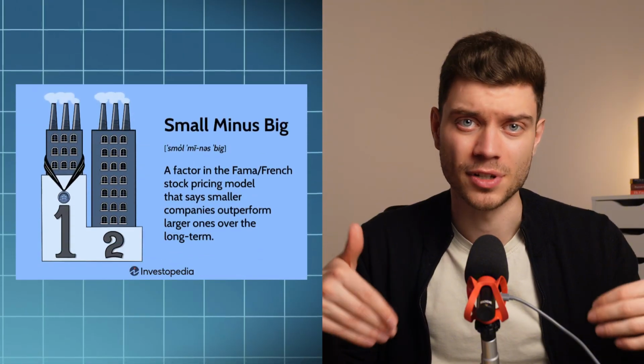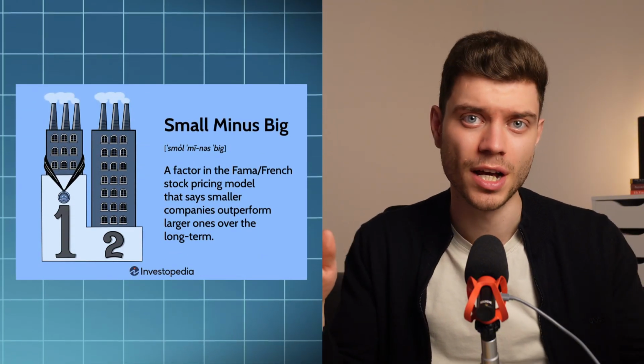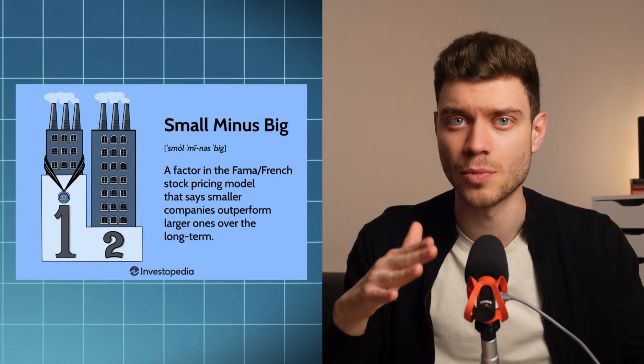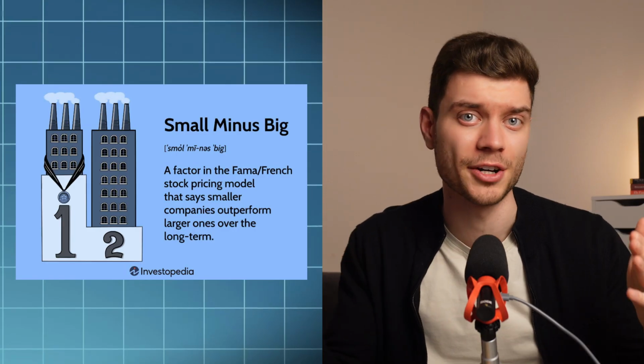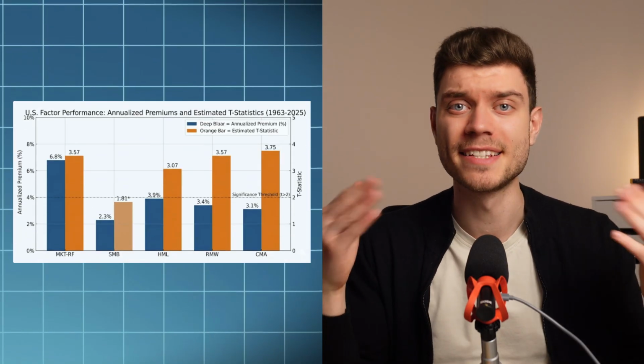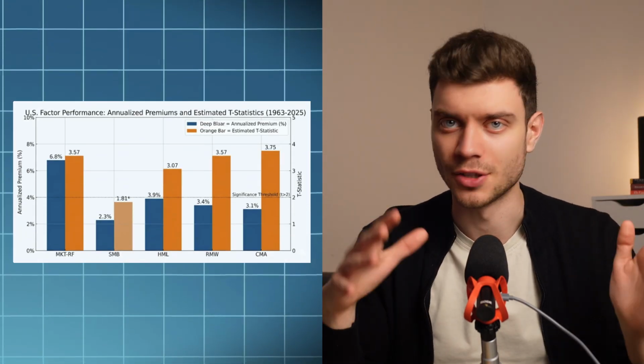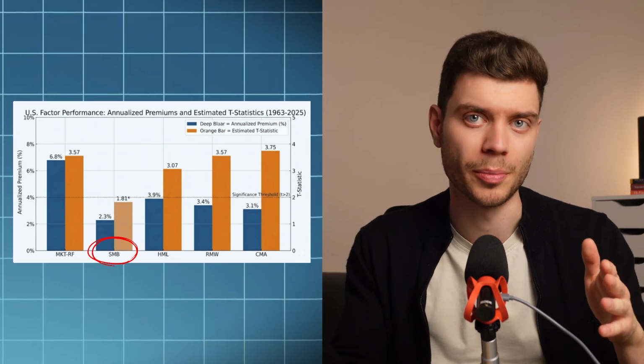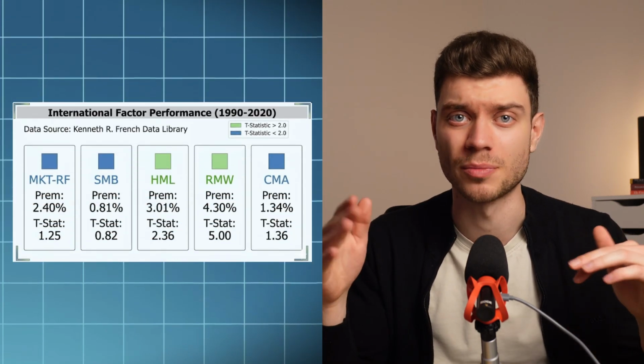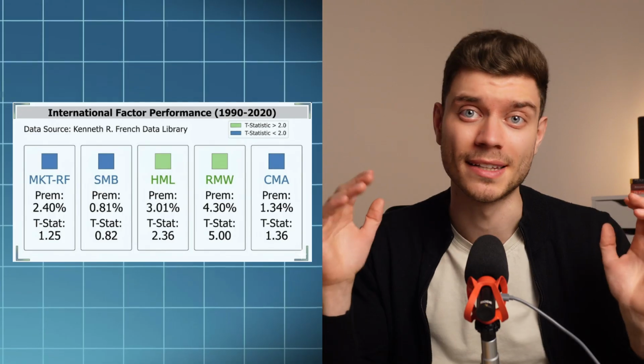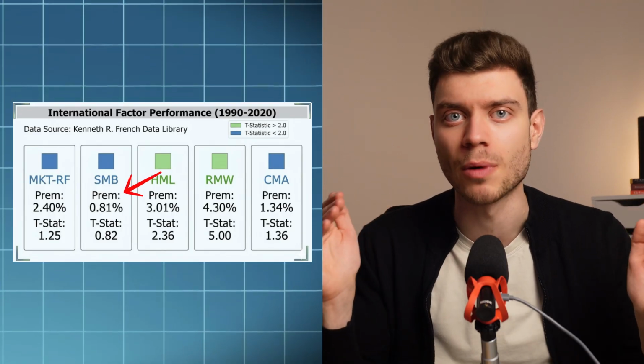The calculation for the size factor follows the same logic, where the calculation is returns from small cap stocks minus returns from large cap stocks. From July 1963 through December 2025 in the US, the size premium was 2.3%, and in international markets from 1990 to 2020, the size premium has been 0.81%.